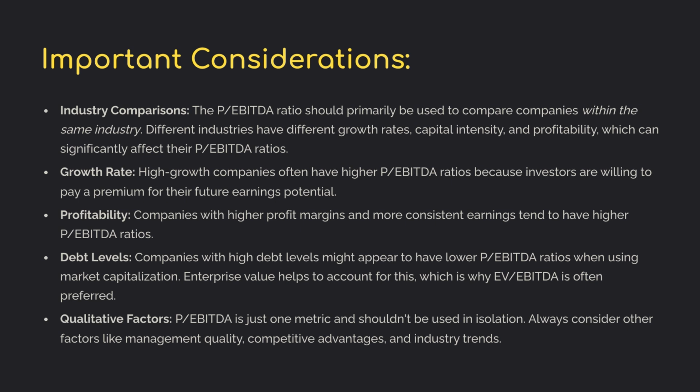Profitability. Companies with higher profit margins and more consistent earnings tend to have higher P/EBITDA ratios. Debt levels. Companies with high debt levels might appear to have lower P to EBITDA ratios when using market capitalization. Enterprise value helps to account for this, which is why EV/EBITDA is often preferred. Qualitative factors. P over EBITDA is just one metric and shouldn't be used in isolation. Always consider other factors like management quality, competitive advantages, and industry trends.